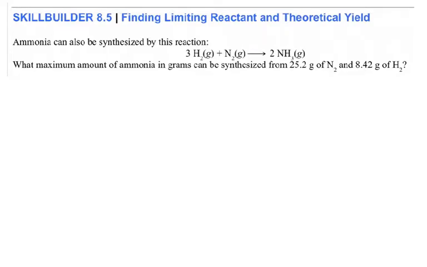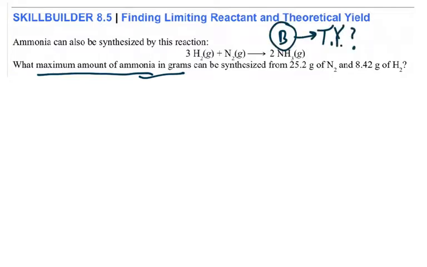Okay, so I'm assuming you finished the problem. Now, you look here. According to this, they want to know the maximum amount of ammonia in grams. So this is what we're looking for. By the way, since that's what we're looking for, that'll be the theoretical yield. Now, if you look carefully, it says we have 8.42 grams of hydrogen. We'll call that A1. And we have 25.2 grams of nitrogen. We'll call that A2.